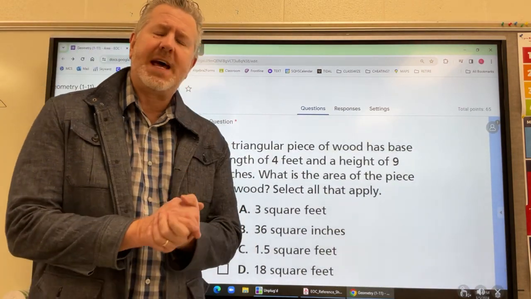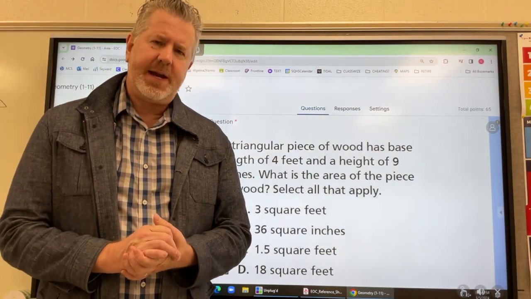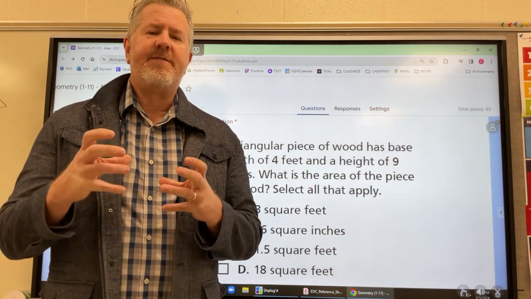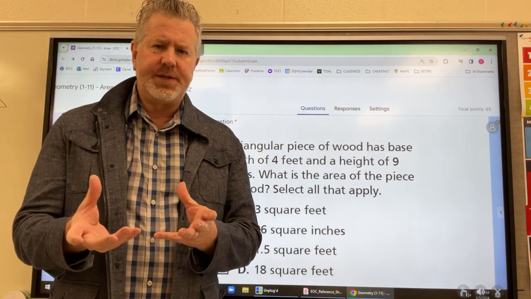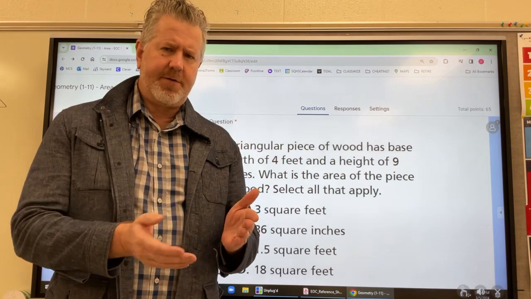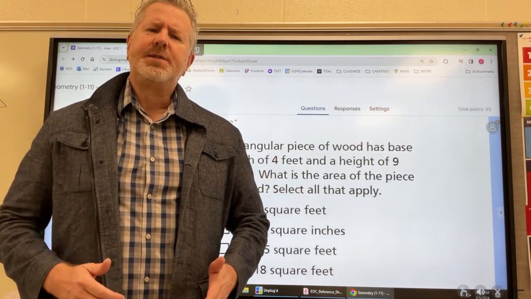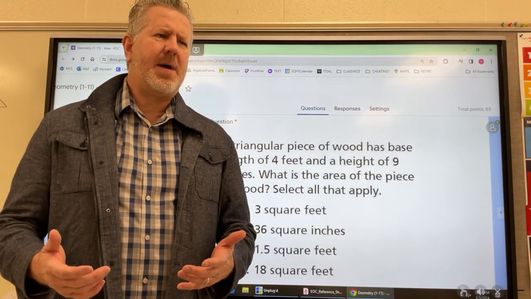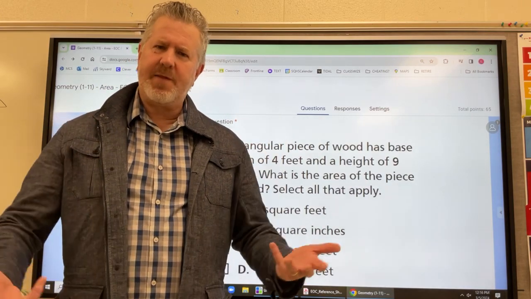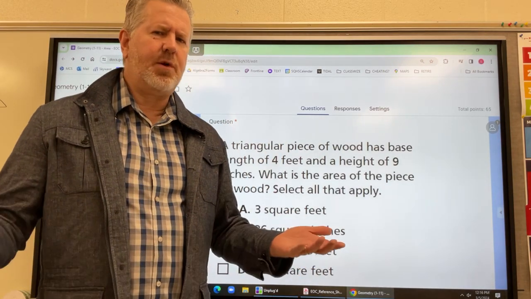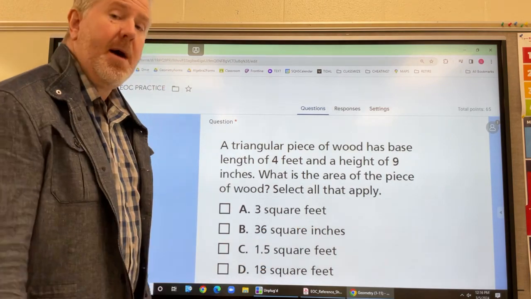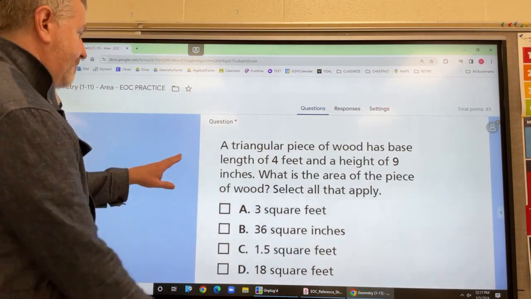Now, I will say every single problem on here seems to focus on the fact that there are different units in the length and the width or somewhere in the problem. So let's just deal with that. I'm not sure that that's a big thing on the EOC, these varying units or having to convert units, but we're going to do that and we'll remind you how to do that, all right?